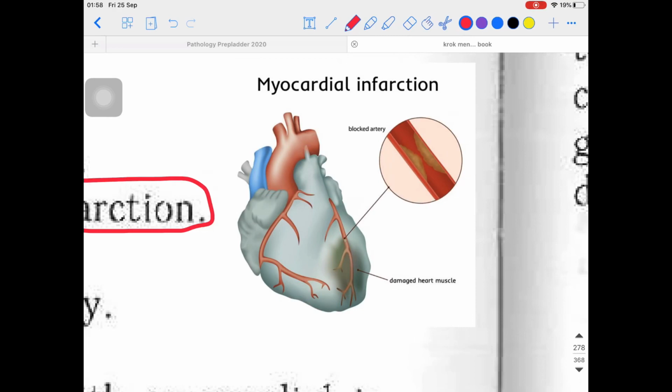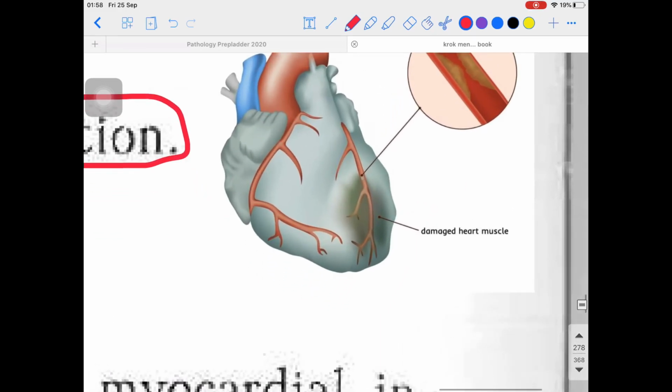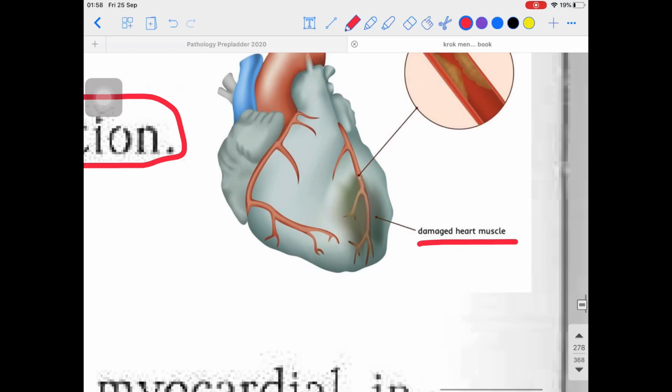So this is the case of a blocked artery, and due to this blocked artery there will be ischemia, and if there is ischemia, obviously the heart muscles will be damaged. No doubt about that. And you can see the necrotic area you might appreciate in this particular portion, isn't it? So that is the case over here.